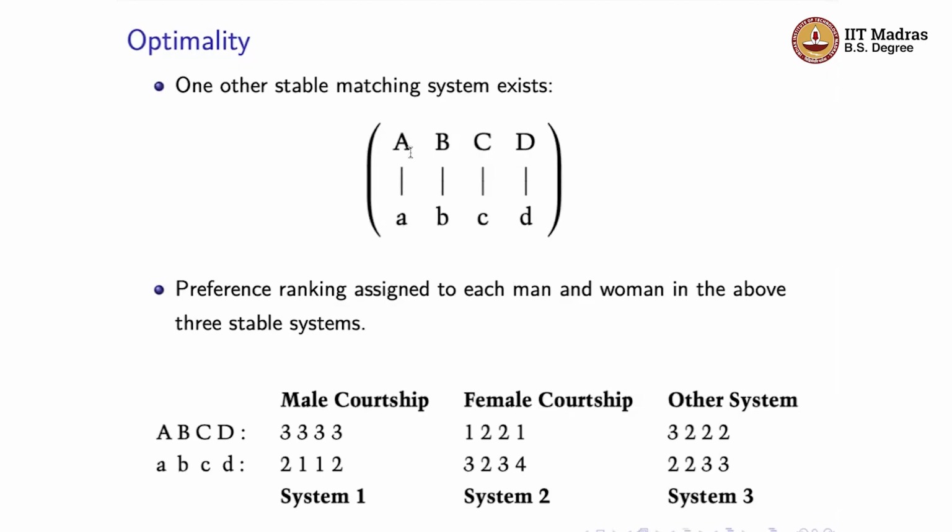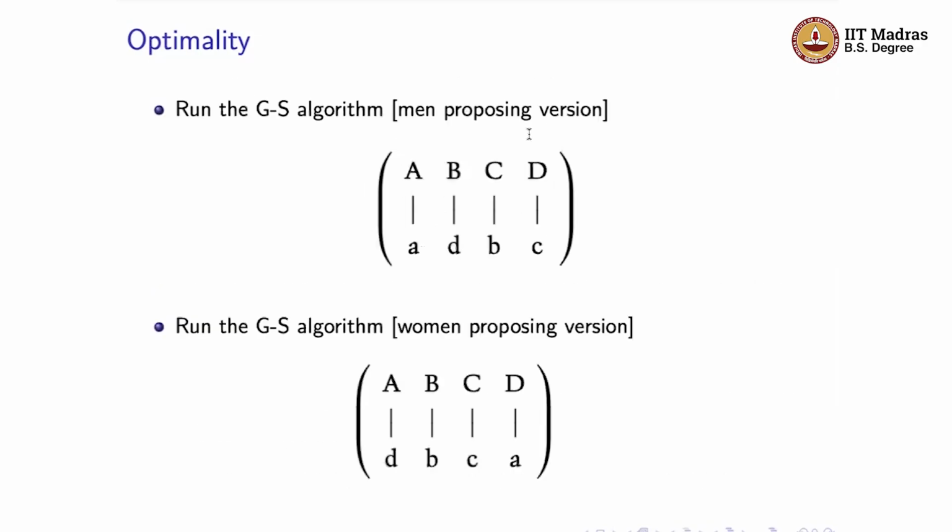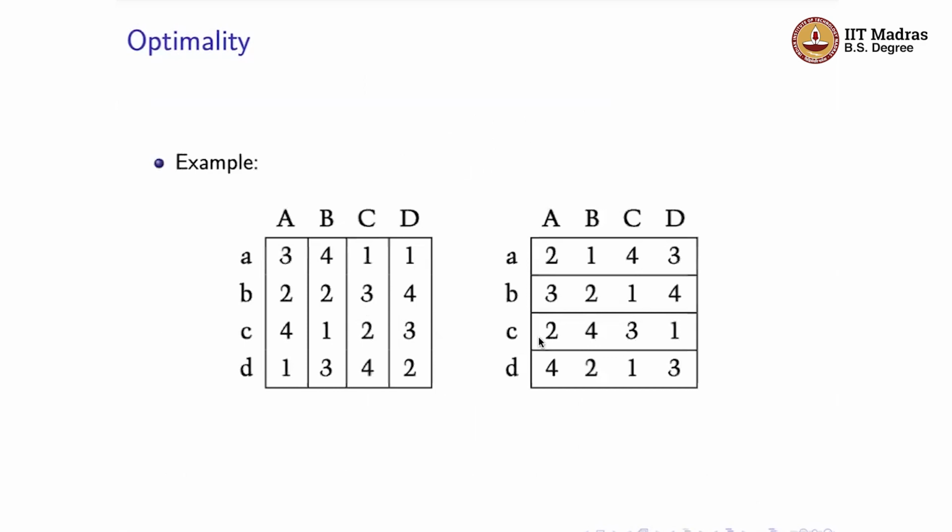In the third one, what will happen is that Mr. A is going to be matched with Miss A, Mr. B is going to be matched with Miss B, Mr. C is going to be matched with Miss C, and Mr. D is going to be matched with Miss D, right? So these are the only 3 stable matching systems that can exist with this preference profile.